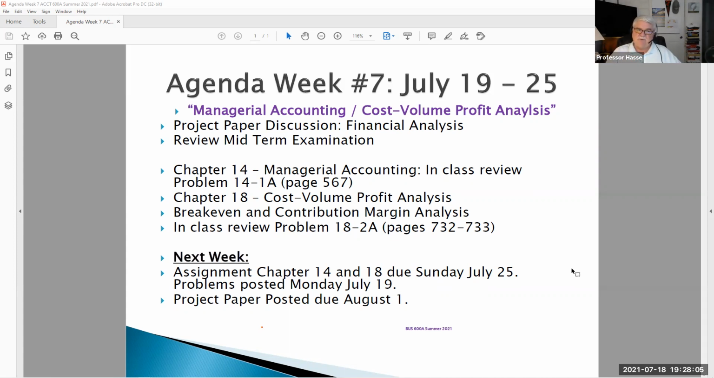So in chapter 14 and 18, we're learning about the definition of expenses, period costs, product costs, material costs, labor costs, variable costs, fixed costs, break-even point, all very important terms to the study of accounting and finance. And we'll look at some review problems and do some assignment problems for grades in the coming week.